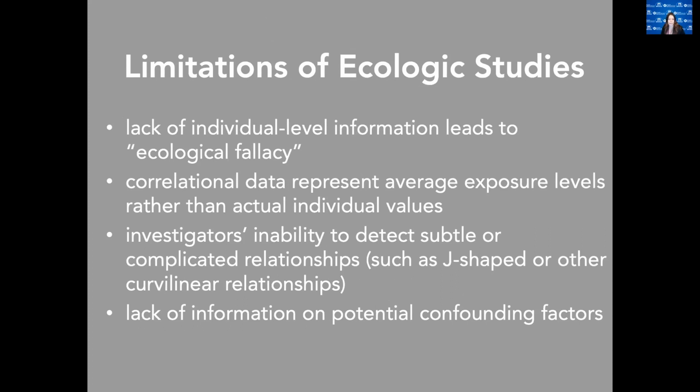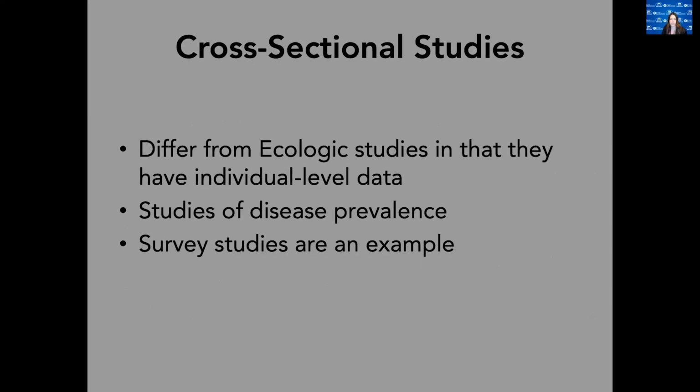As I mentioned, this idea of the ecological fallacy, because they're really based on correlations. Those kind of studies are okay if you have a linear relationship between an exposure and an outcome, but these types of studies don't really detect subtle or complicated relationships like J-shaped relationships in statistics. And we also are lacking a lot of information that's important on potential confounding factors or outside factors that might be explaining relationships between exposures and outcomes.